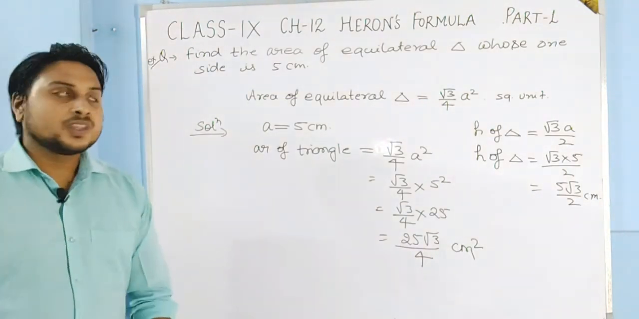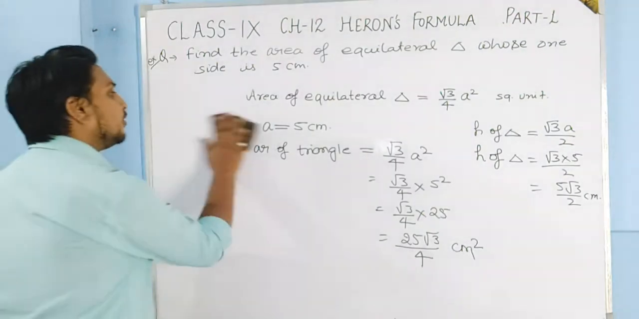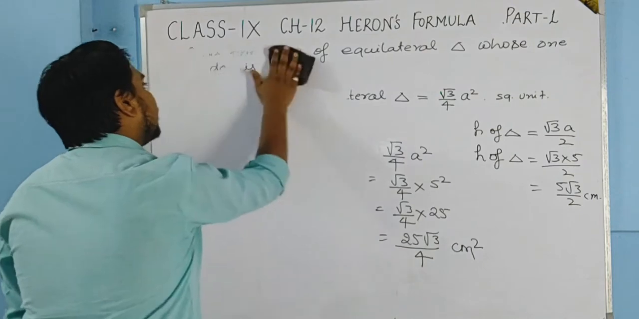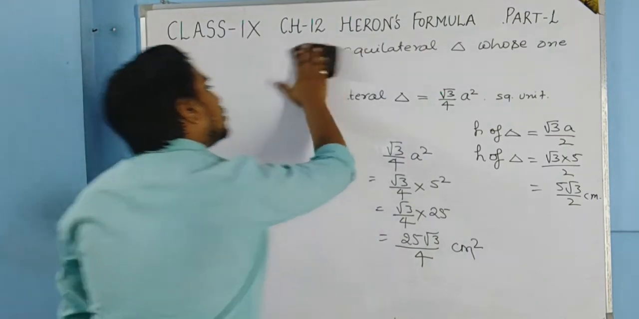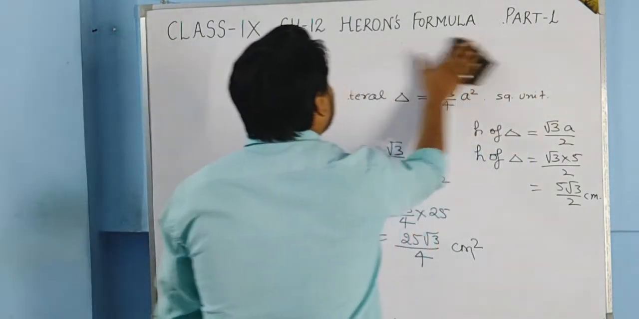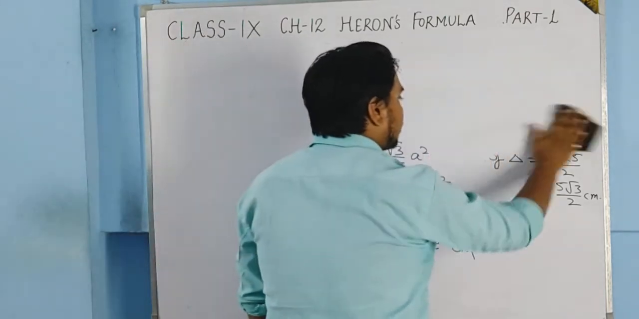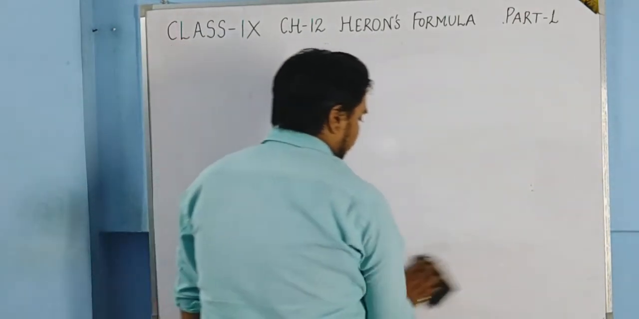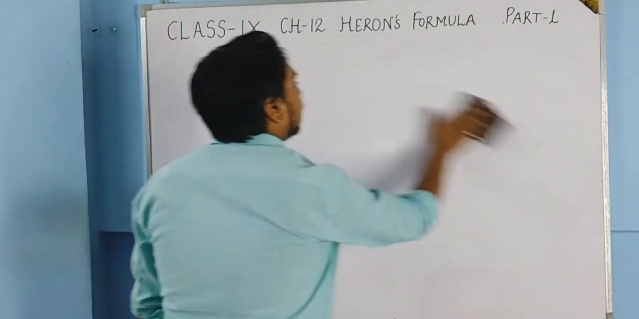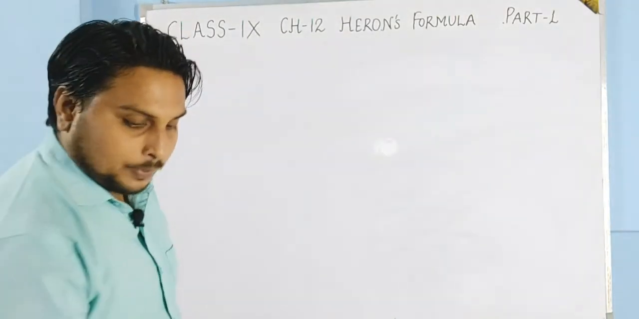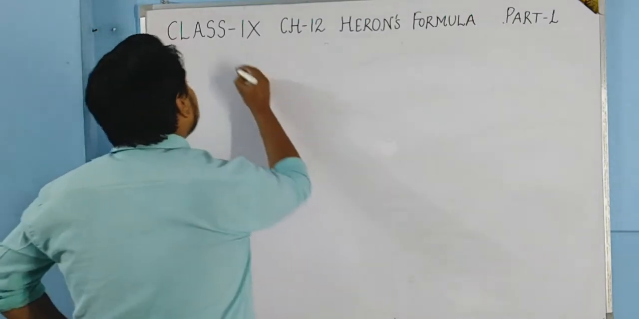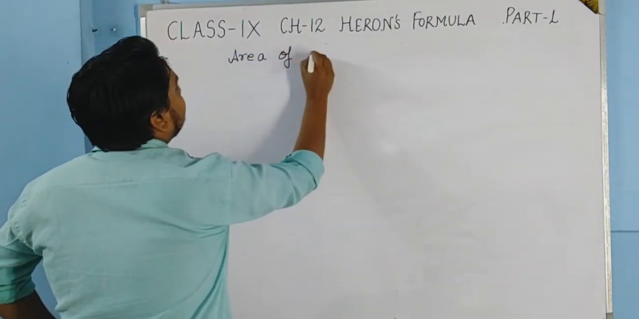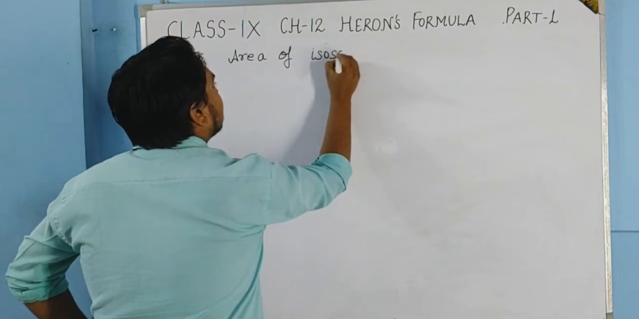Now we will see the area of triangle. For which type of triangle? For isosceles triangle. Okay, for isosceles triangle, let us see what formula will be there. What is the basic property of isosceles triangle? We are going to see area of isosceles triangle.